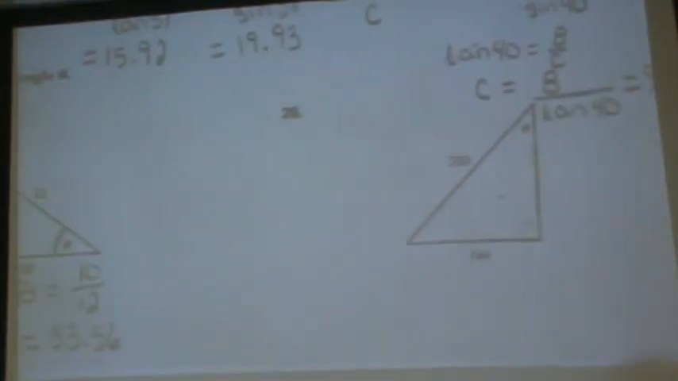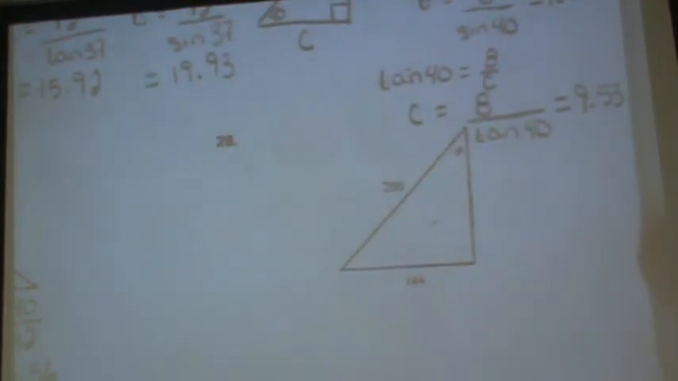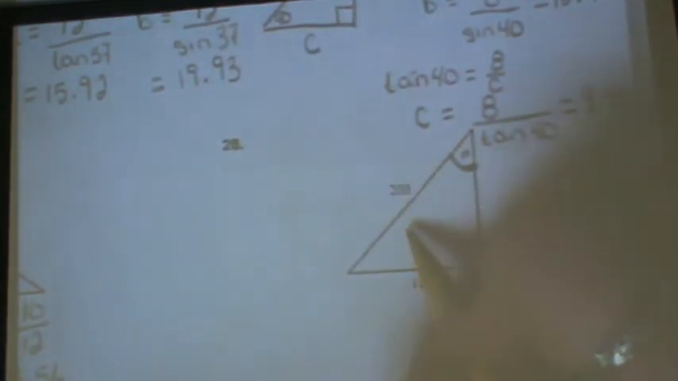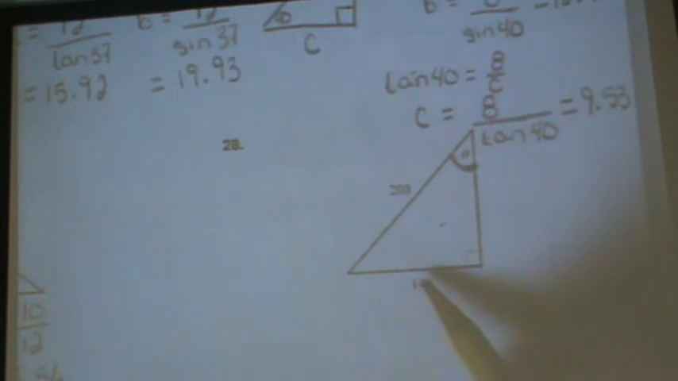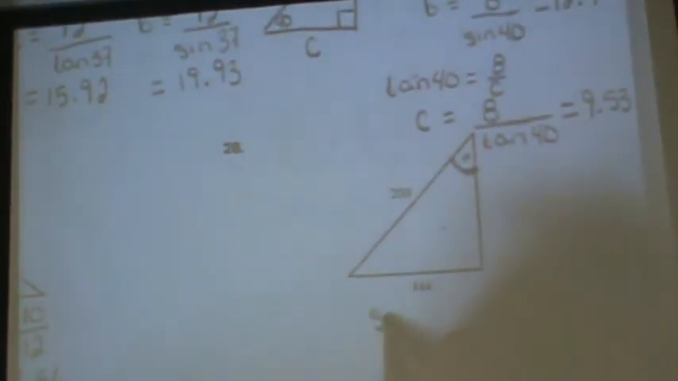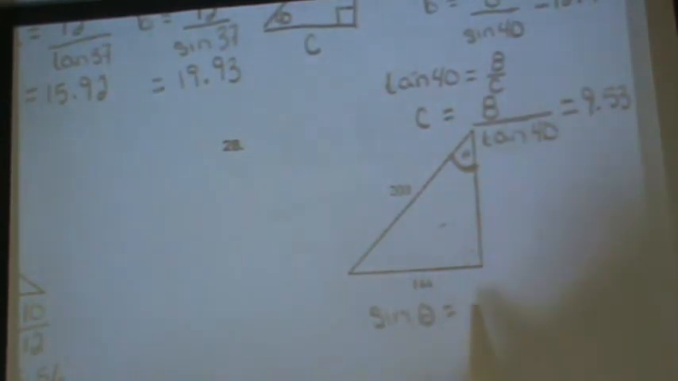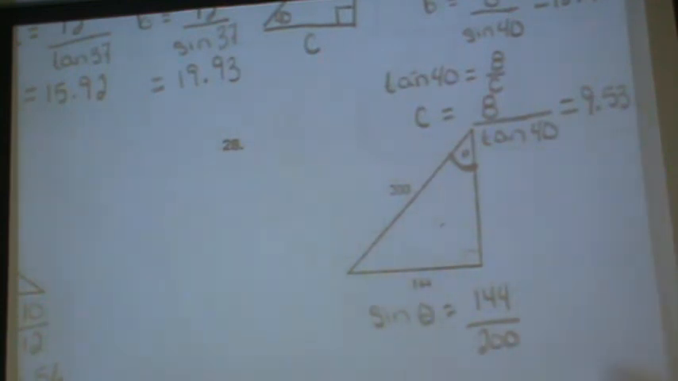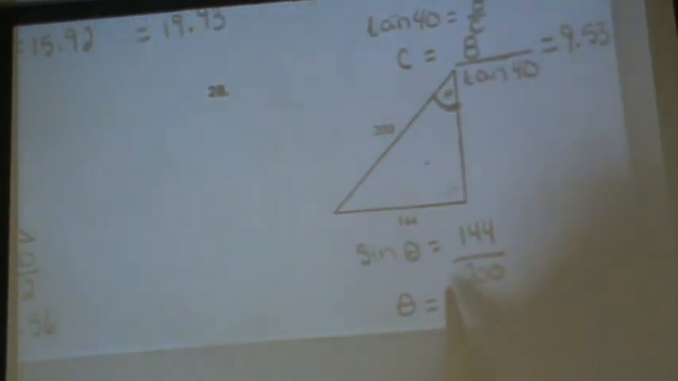And the last one. We were doing the inverse. So our theta is up here, and we're given two sides. We're given the opposite and the hypotenuse. So that's sine theta equals 144 over 200. Doing the inverse of sine, you find that theta equals 46.1.